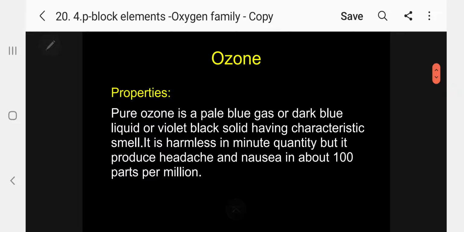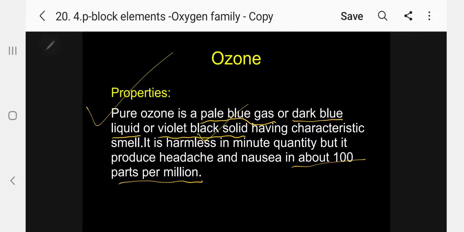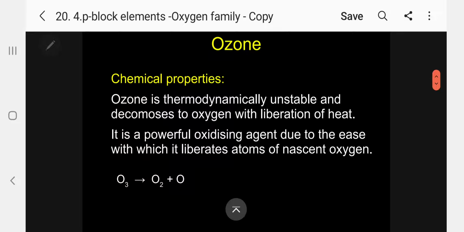Ozone properties, physical properties. Pure ozone is a pale blue gas, or a dark blue liquid if you convert it, or a violet black solid, having a characteristic smell. It is harmless in minute quantity, but it produces headache and nausea at about 100 parts per million. If it is in excess, it produces problems. Kindly follow.